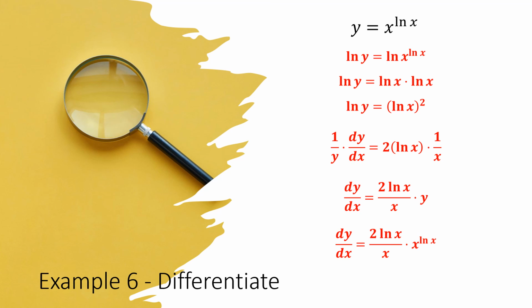And then I can clean that up a little bit more if I want to get rid of the x in the denominator. I could just bring it back up. So I have 2 ln x times x to the ln x minus 1.